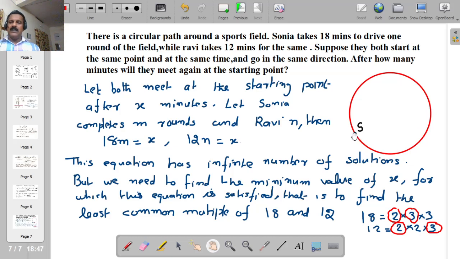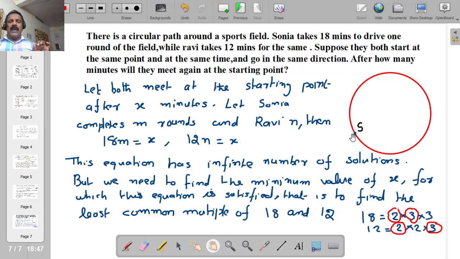The question is, after how many minutes will they meet each other at the same starting point? Reaching the starting point again means completing one full round. If a person starts at the point S and reaches the starting point again, that means he completes one round. As far as a circular path is concerned, reaching the starting point again is completing one full round.